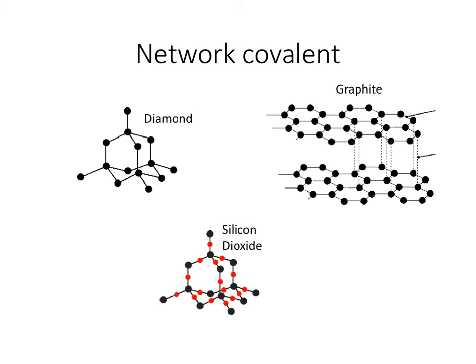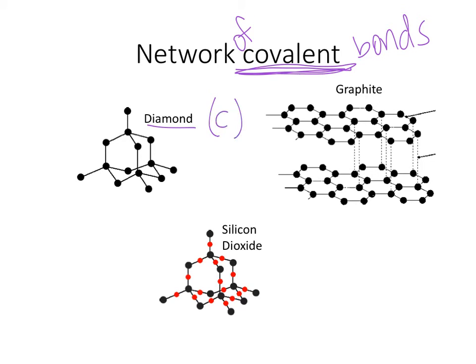Network covalent has this very familiar word, which is covalent. That means the same thing as we've already said it means: covalent bonds. And so network covalent is a network of covalent bonds. For example, diamond. The chemical formula for diamond is C, as in carbon, plain carbon. So there's a C here and a C there, and there's just a whole bunch of carbons, and they're all bonded to each other with covalent bonds. It's a network of covalent bonds.